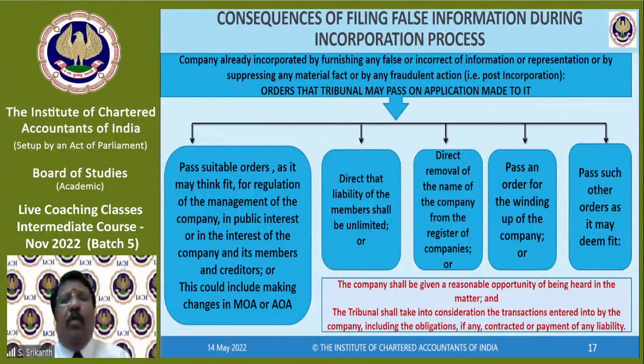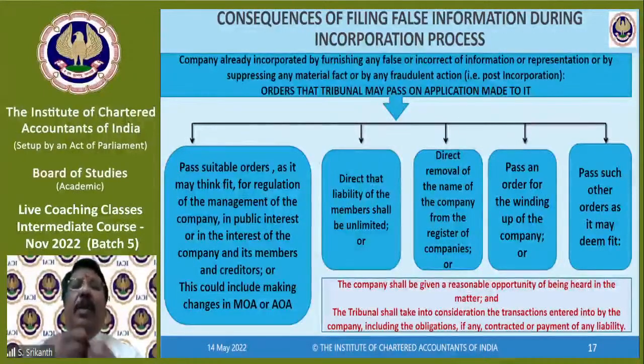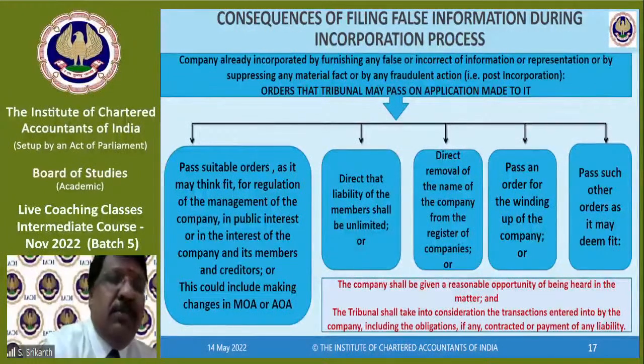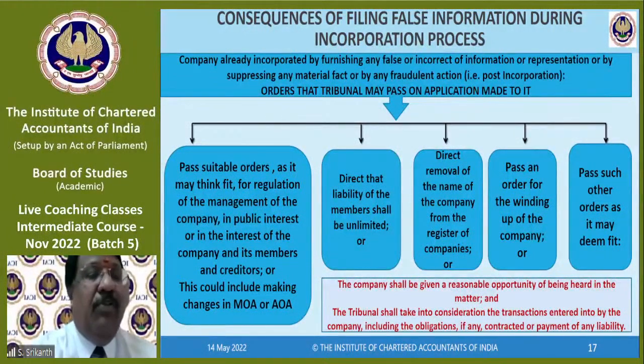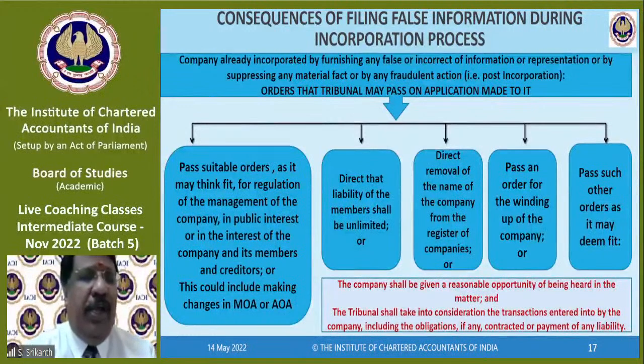It can be killed only by a process of law. The ROC cannot say, all false information is provided, I'm not satisfied, I will tear that certificate of incorporation, throw it and cancel it. No, not possible. So he will have to file an application to the tribunal. And he has to inform, this company has done like this and I have incorporated the company, what to do. Then the tribunal will pass suitable orders for regulation of the management of the company in public interest or in the interest of the company and its members and creditors, including making changes in MOA or AOA.